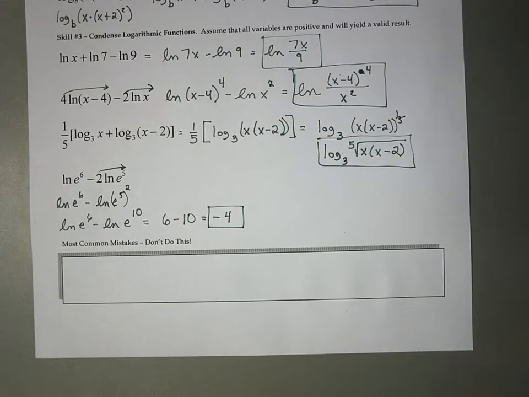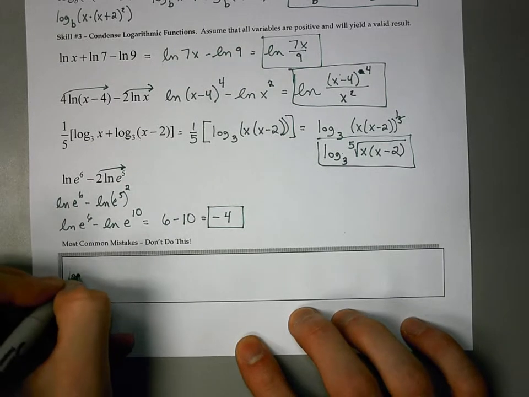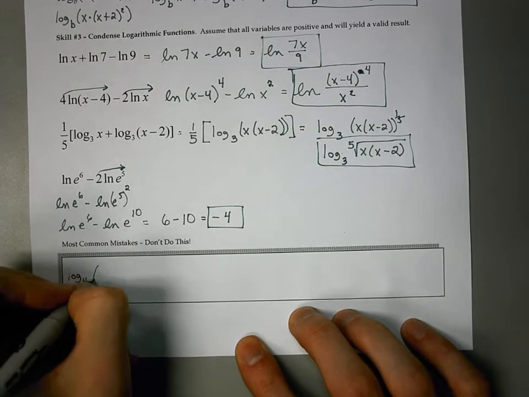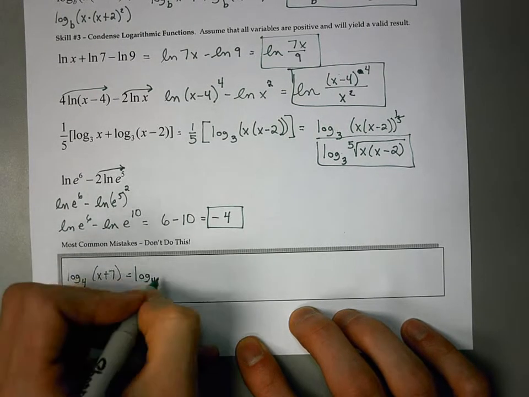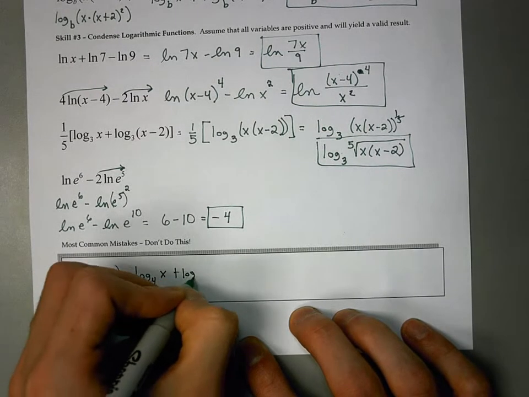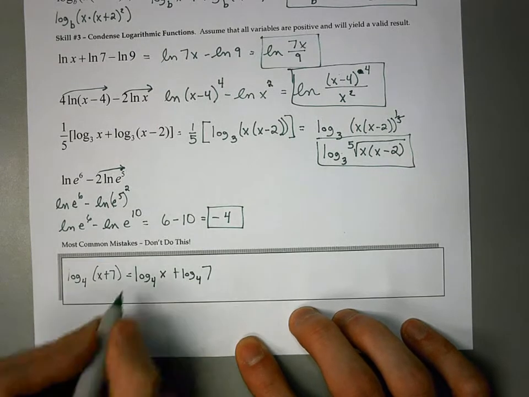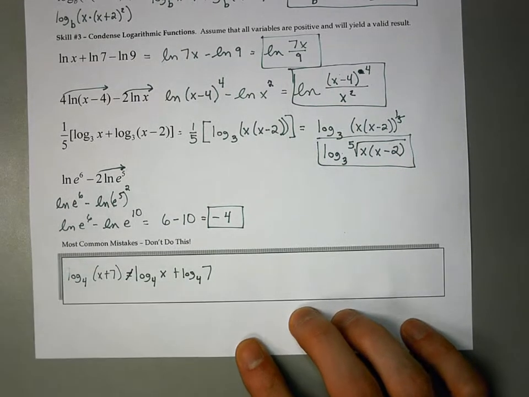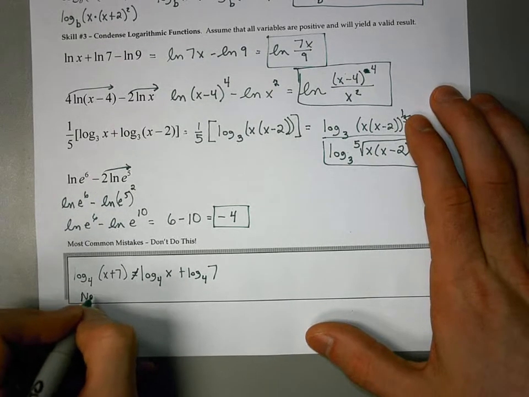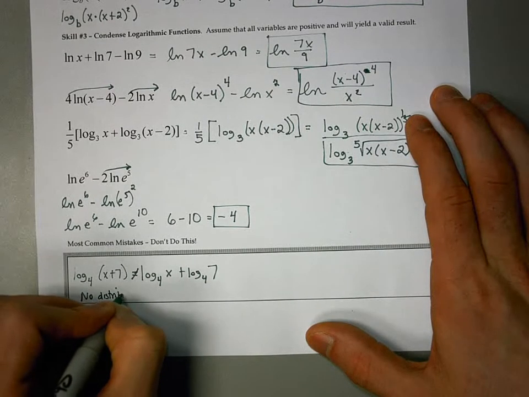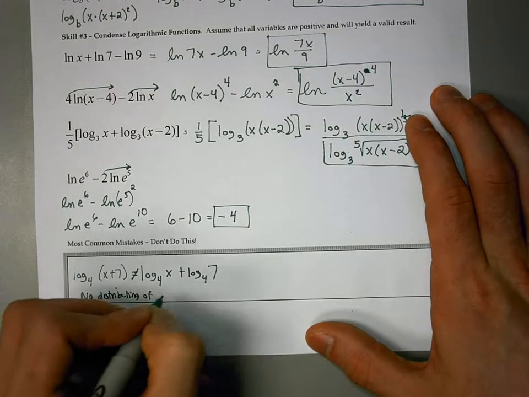I see two common mistakes I just want to clarify. Most common mistakes, and I've already mentioned one of them, log base 4 of x plus 7 does not equal log base 4 of x plus log base 4 of 7. This is not a true statement, so we cannot say that those guys are equal. You cannot distribute a log. No distributing of logs.